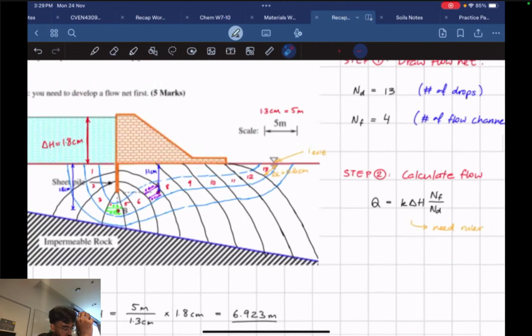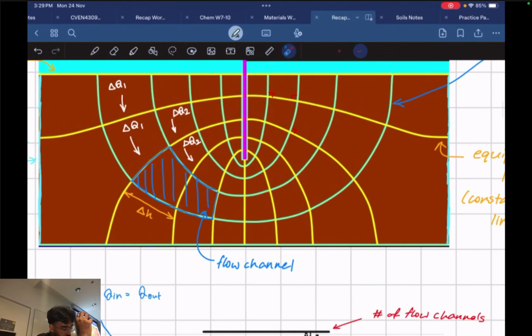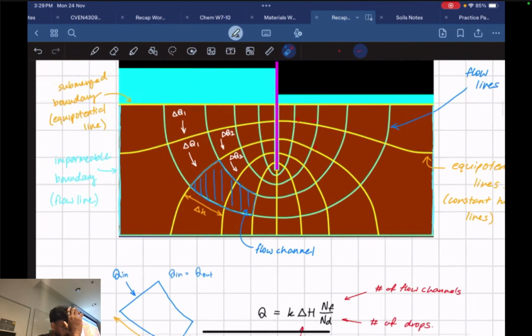Alright, let me scroll up real quick. See over here, they're all perpendicular to each other. Or somewhat perpendicular, right? They're meant to form squares. These are like janky squares, but they're going to form somewhat squares.